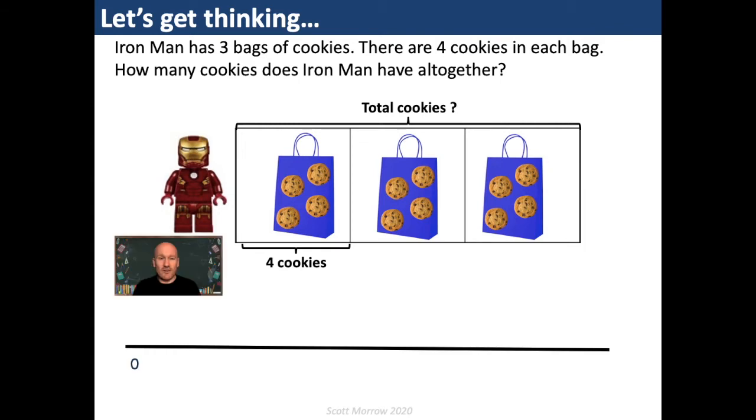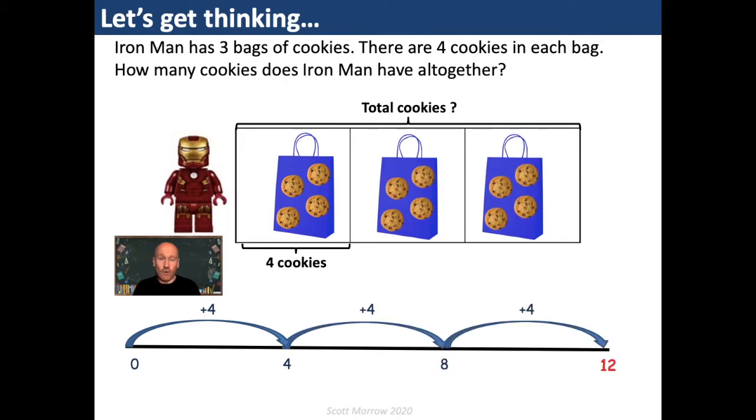So we've still got our 3 bags, only this time if I want to count up those cookies, I don't need to count them one at a time. I might count 4, and then another 4 to get 8, and then another 4 to get 12. I've still counted up all the cookies, I've just done it in 3 jumps or in 3 counts rather than in 12.